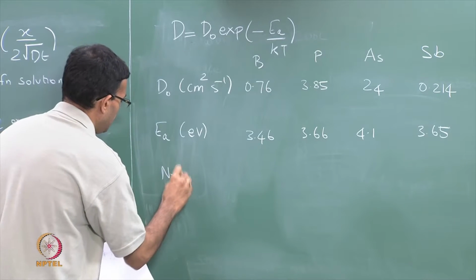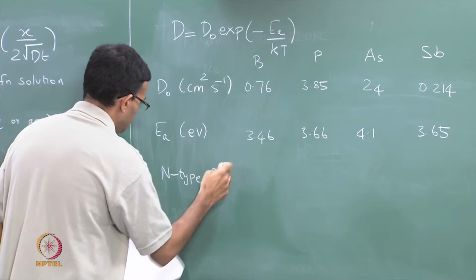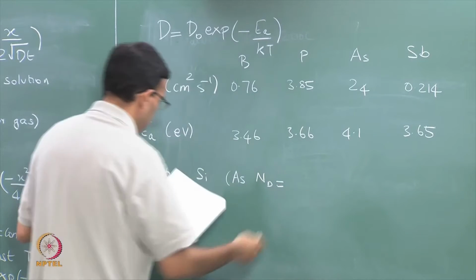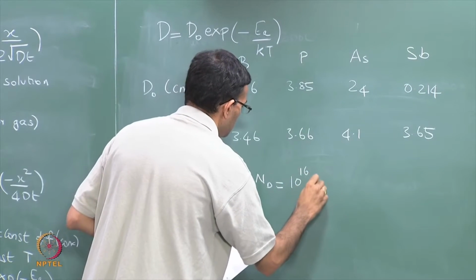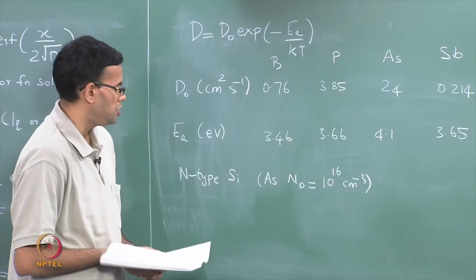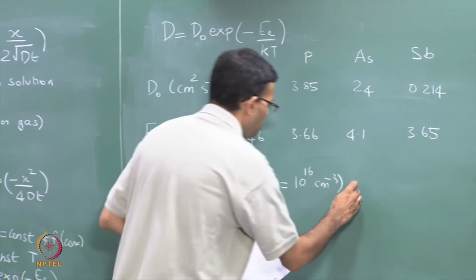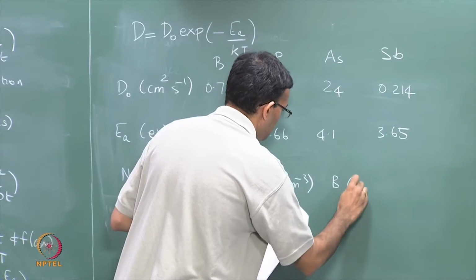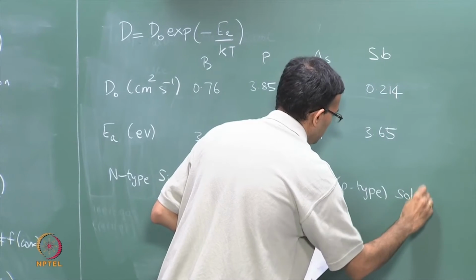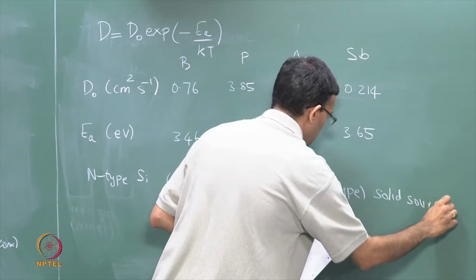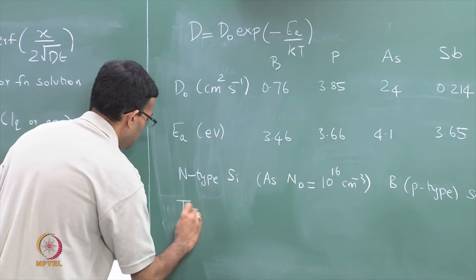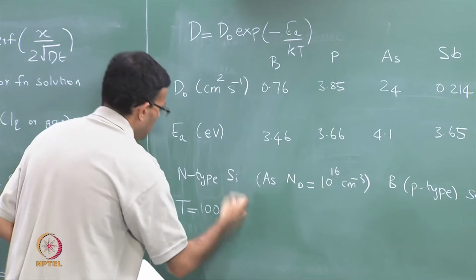So consider an n-type silicon wafer. You have an arsenic concentration of 10 to the 16 per centimeter cube. We now want to form a p-n junction in this by adding boron. Boron is p-type, and we are going to use a solid source, something like say B2O3. We are going to do this at a constant temperature, so temperature is equal to 1000 K.